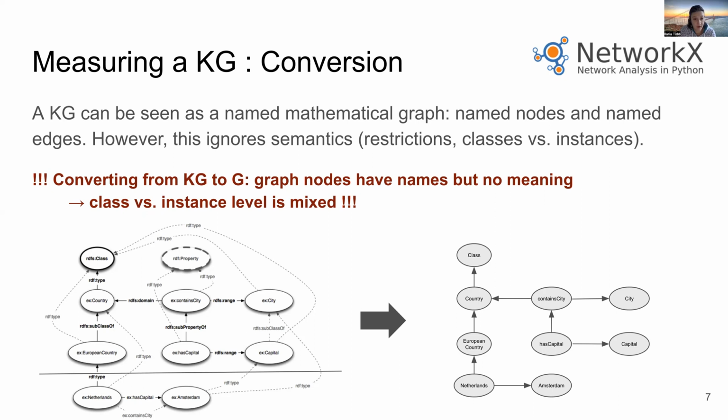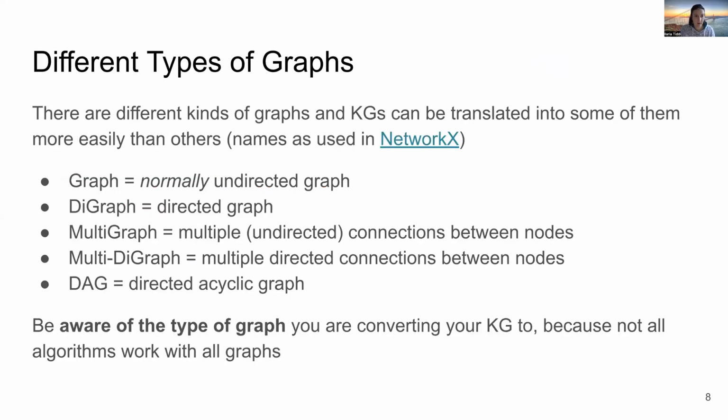You can decide to convert your graph into a mathematical graph, but remember that this ignores the semantics that your graph includes. So all the restrictions, the difference between classes and instances, is completely lost. The class and instance level is totally mixed. This doesn't mean that you cannot use it, but you need to take this into account while working on a converted graph. There are different types of graphs and different types of algorithms that you can use once you have converted your knowledge graph.